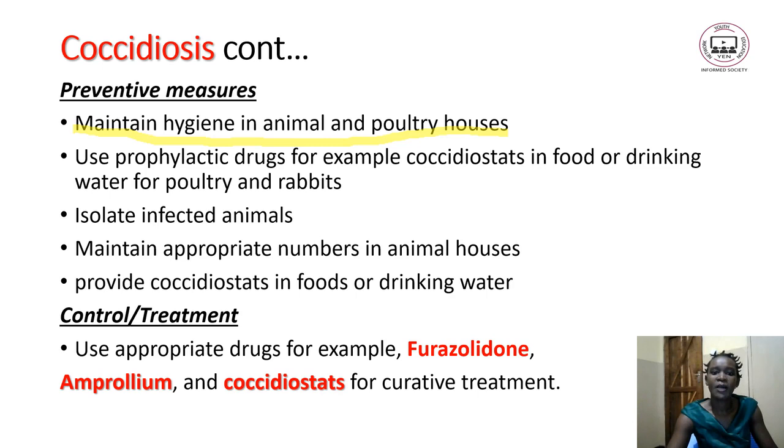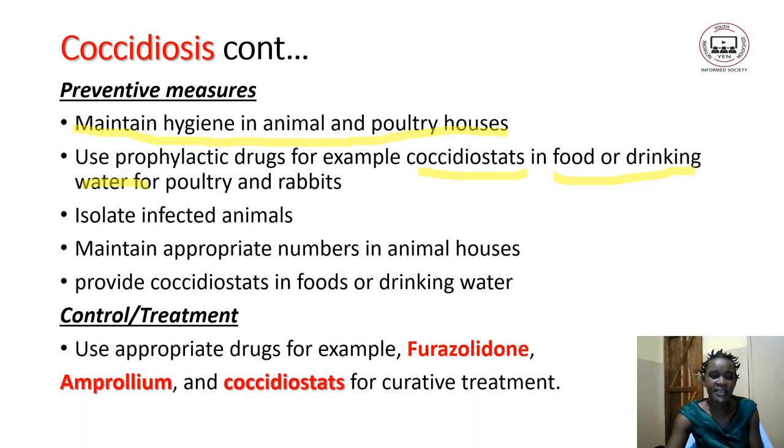But we can control the disease just by giving some drugs. For example, prophylactic drugs will help to control the disease. A good example of prophylactic drugs are coccidiostats. So you provide these in the food or even drinking water for poultry.